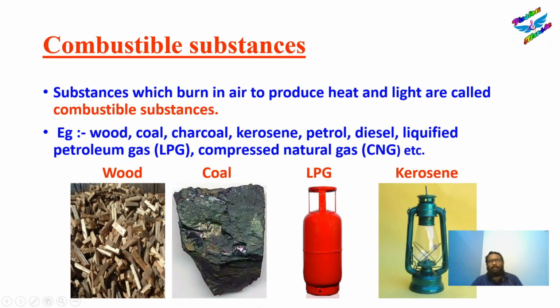Some examples of combustible materials are wood, coal, LPG, and kerosene. The substance which burns in air is called the combustible material. Now you understand the difference between combustion and combustible material. The burning or chemical process is combustion. During the chemical process, the substance which gets burned is the combustible material. Examples are wood, coal, LPG, and kerosene.